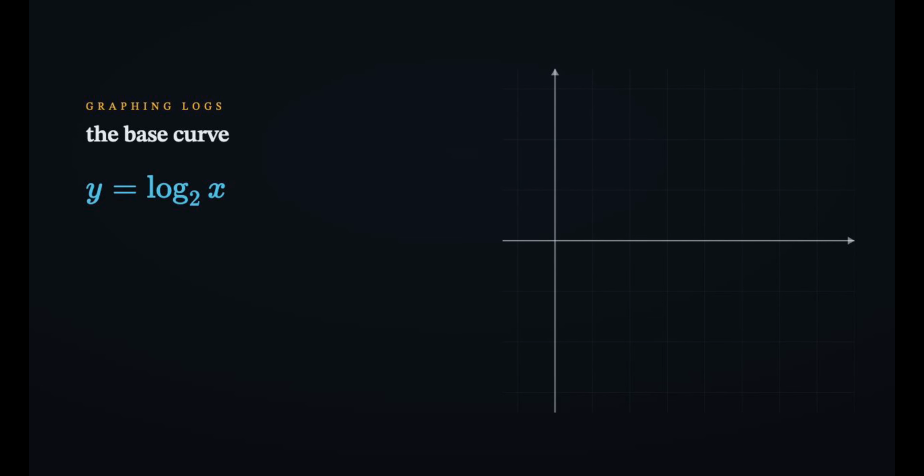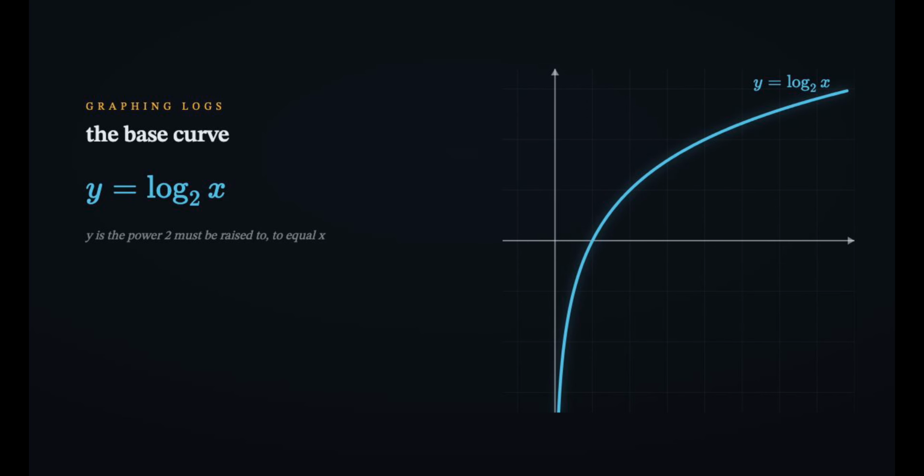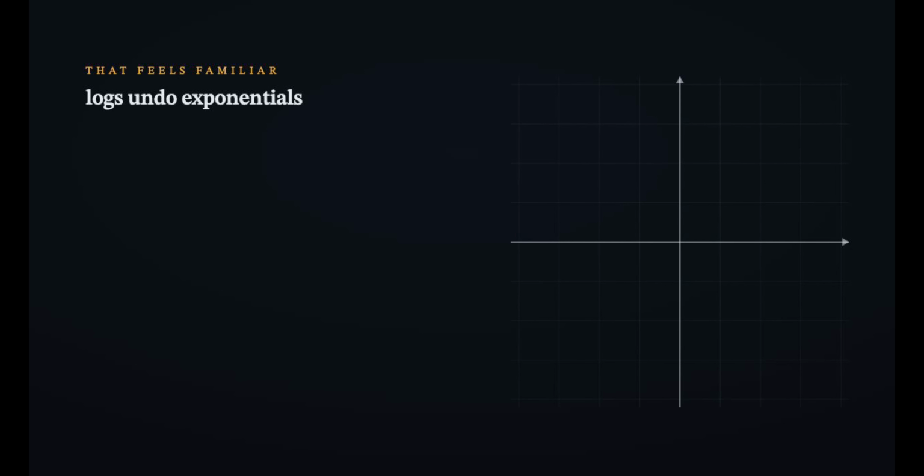Let's graph y equals log base 2 of x, where y is the value that 2 needs to be raised to the power of to equal x. The base curve will look like this. The point 1, 0 is always on the curve, and there is always a vertical asymptote at x equals 0. Hang on, that feels familiar. It feels like the exponential functions, but a bit different. That's because it is. Logs are the inverse functions of exponentials, which means they will undo an exponential.